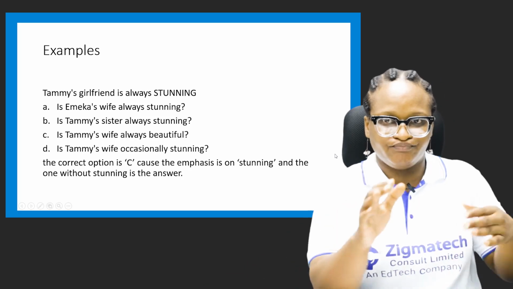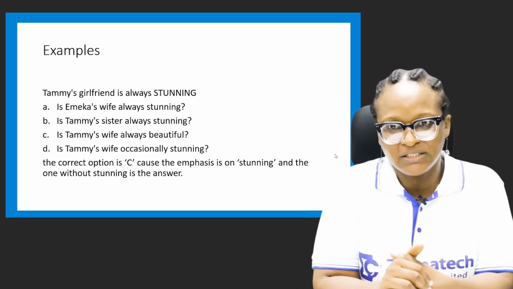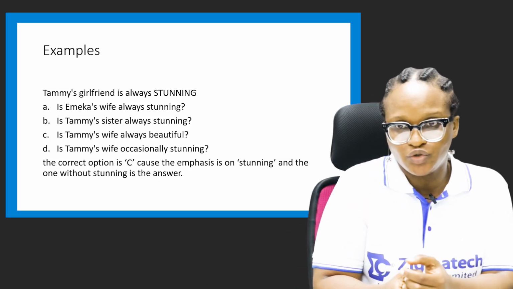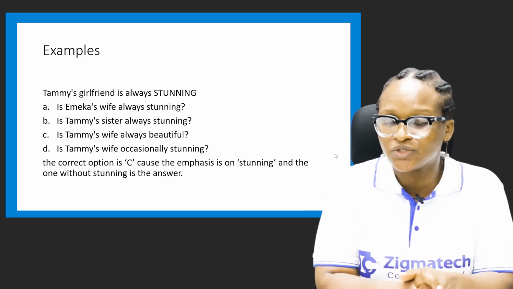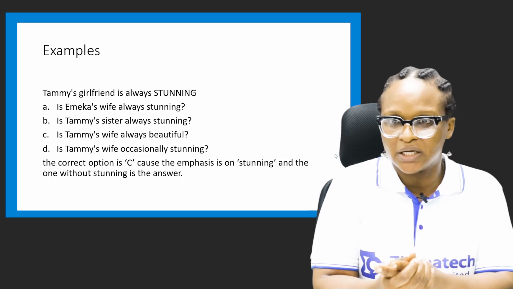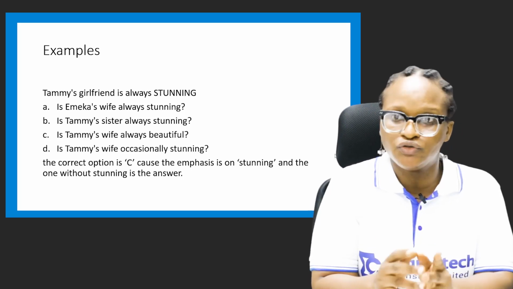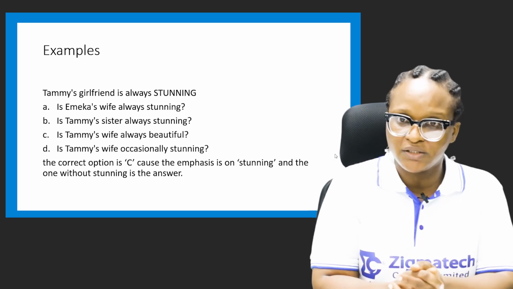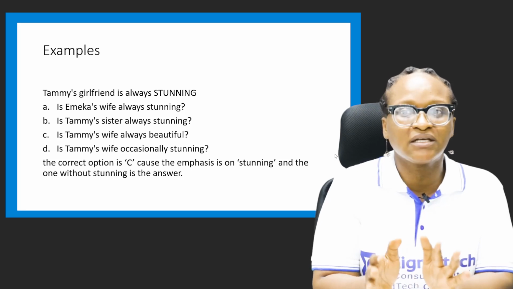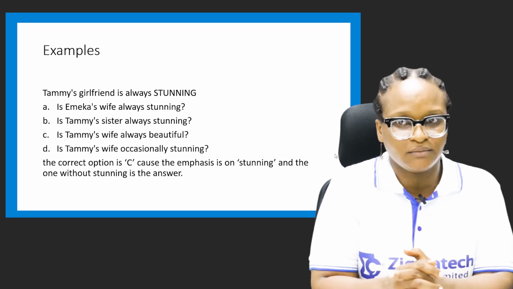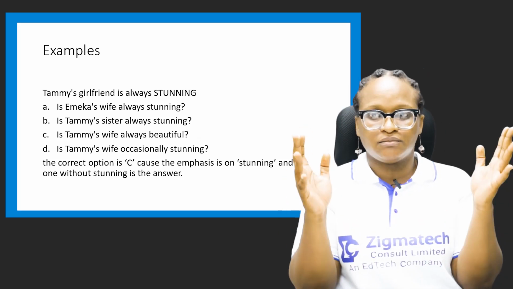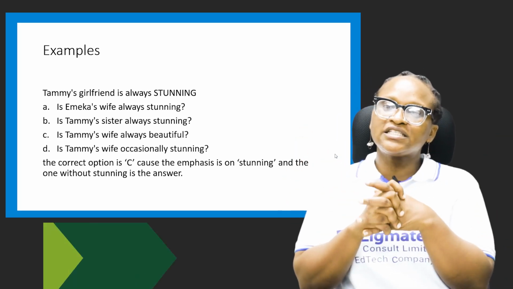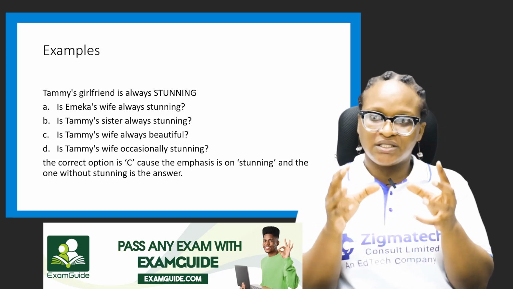Now let's look at this. This is an example, and after which we'll go through our ExamGuide, run through some past questions, and see how far we can go with it. Then I will leave you to do justice to the others. All right, it says, Tammy's girlfriend is always STUNNING. In this sentence, the capitalized word is stunning.